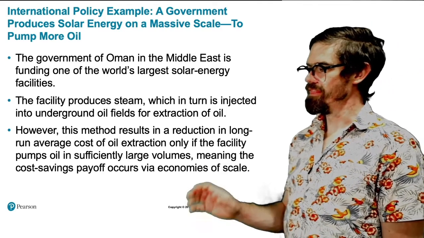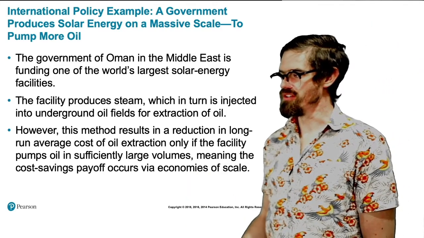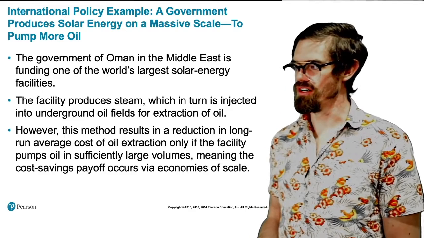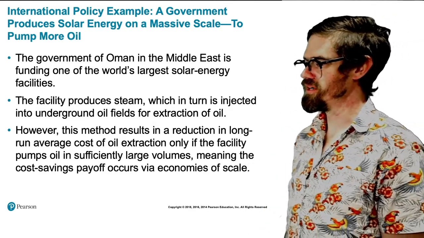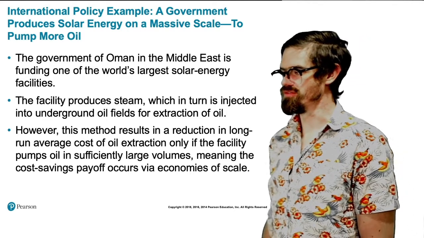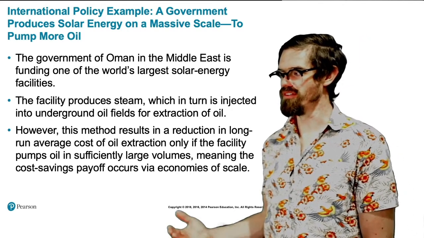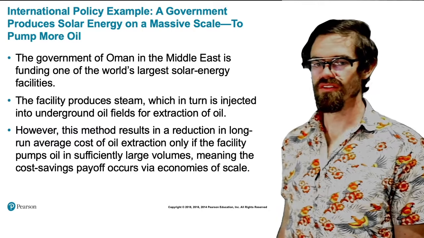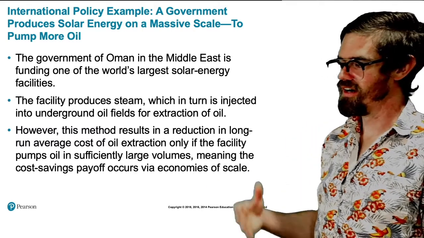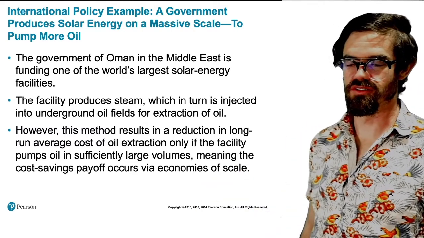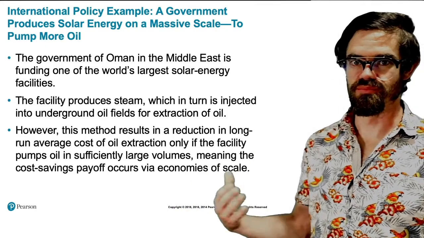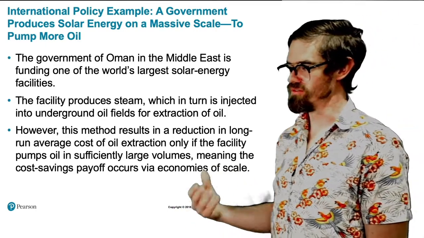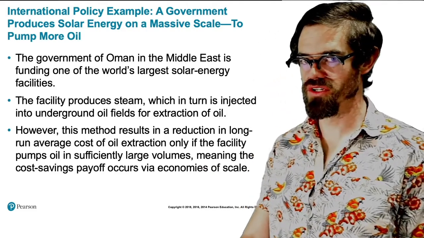and that allows them to extract oil from these oil fields. Now, this method results in a reduction in long-run average cost of oil extraction only if the facility pumps oil in sufficiently large volumes, meaning that the cost savings payoff occurs through economies of scale. Otherwise, it doesn't really make sense for them to do this, right? So talking about the mass production, the bulk production, right? Pretty interesting.